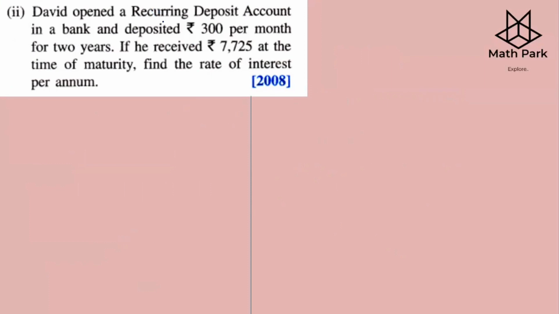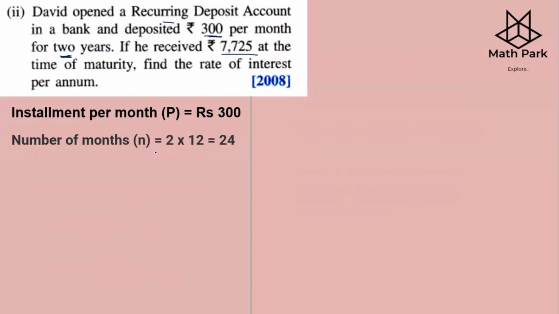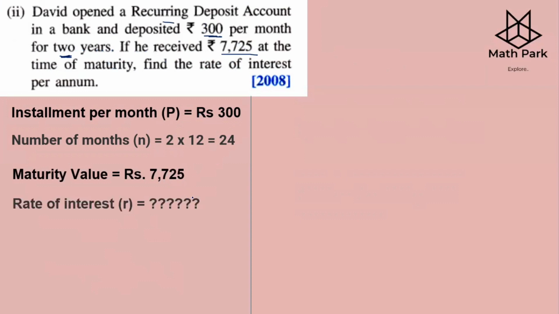David opened a recurring deposit in a bank and deposited rupees 300 per month. So this is your P. If he received for 2 years, so N is equal to 2 times 12, which is 24 months. If he received 7,725 at the time of maturity, find the rate of interest. So same procedure again. The installment per month, which we denote as P, is 300. The number of months, since it is 2 years, 2 times 12 is 24. Maturity value is 7,725. Rate of interest is what we need to find out.